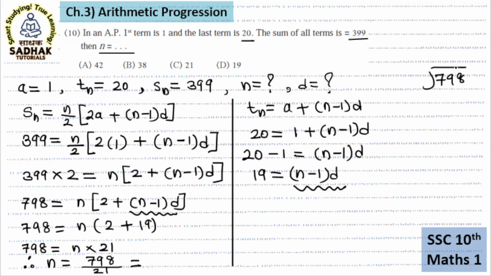Okay, 798 divided by 21 will be, let us do it here. 798 divided by 21. So 21 3s are 63. So 9 minus 3 will be 6 and 7 minus 6 will be 1. So we take this 8 down and then 21 8s are 168. Okay, fine. So the answer will be 38. N is equal to 38. So the correct option is option B. N is equal to 38.